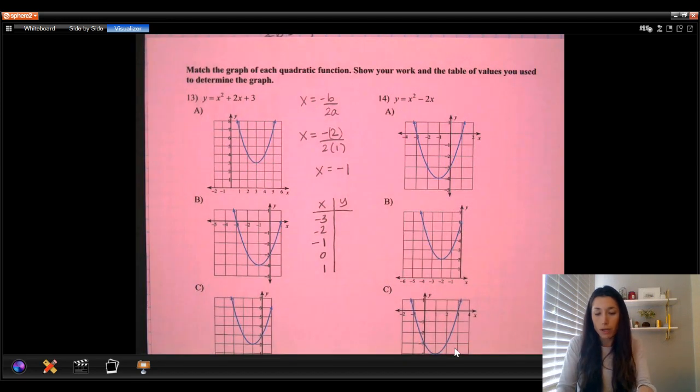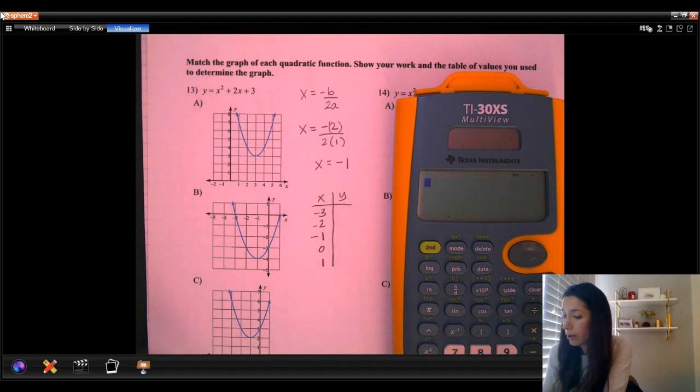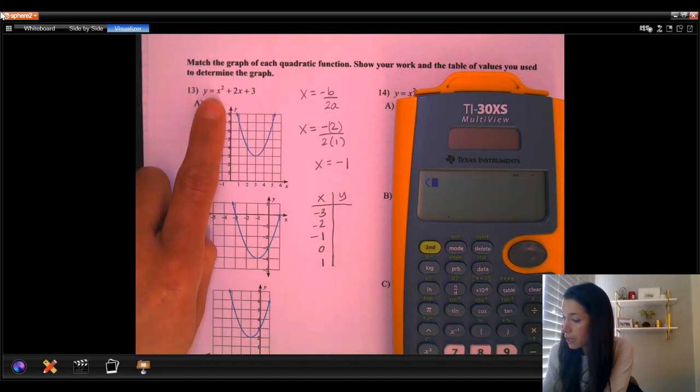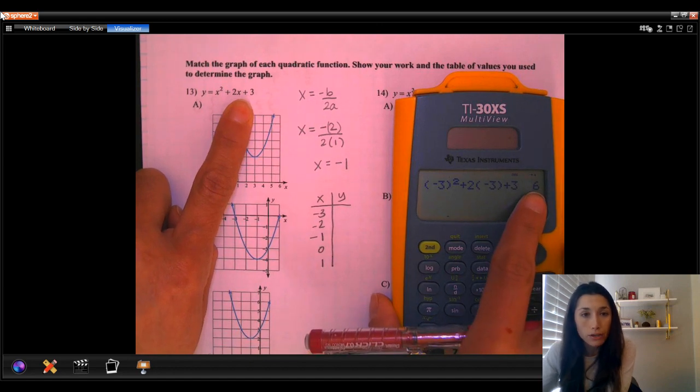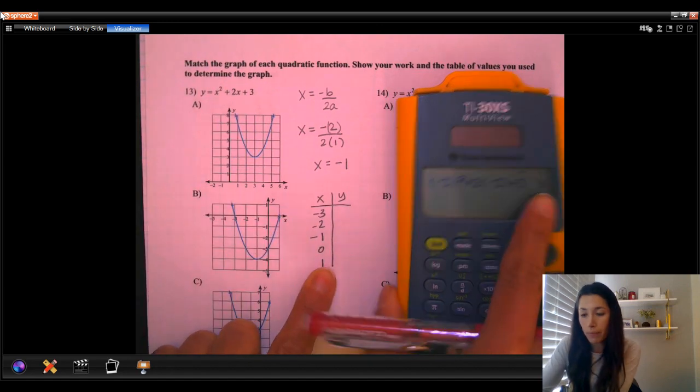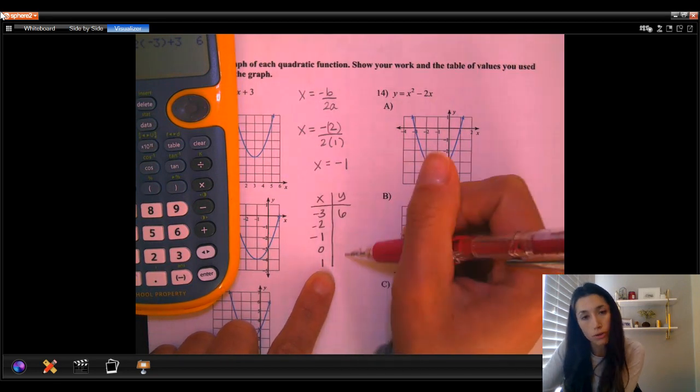And then all I'm going to do is go ahead and plug in my values into my calculator. So we have x squared, so -3 squared. Oops, I need to do a parentheses here. I'm going to restart. -3 squared plus 2 times -3 plus 3. So that gives us a value of 6. You're going to do that for the entire table. I would recommend plugging in all the values to make sure that you're getting something that's symmetrical on the table.